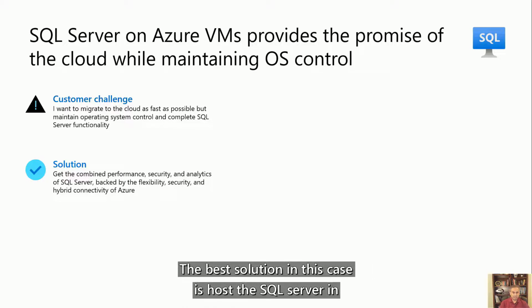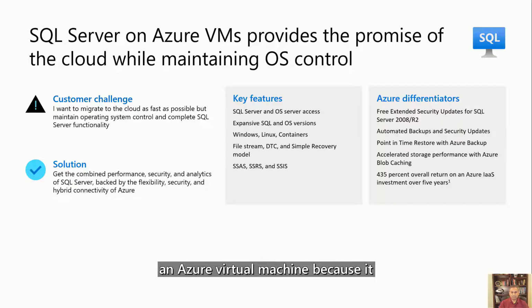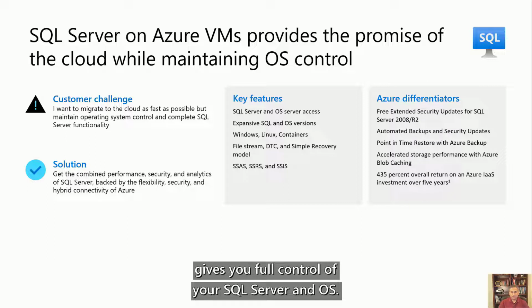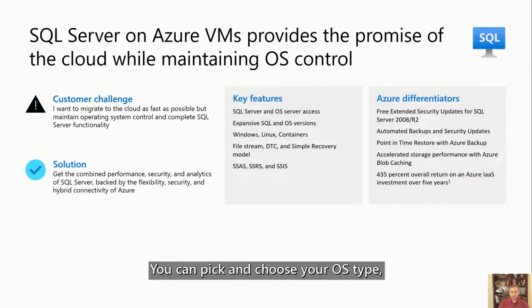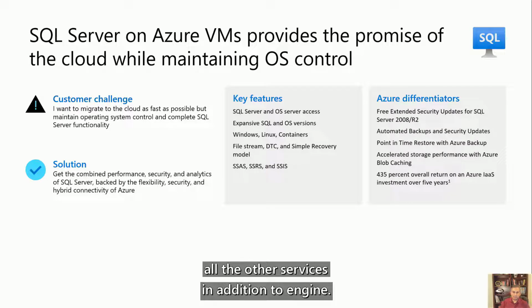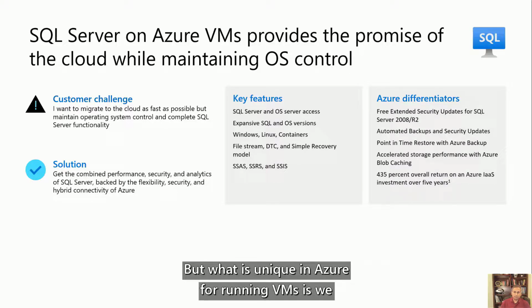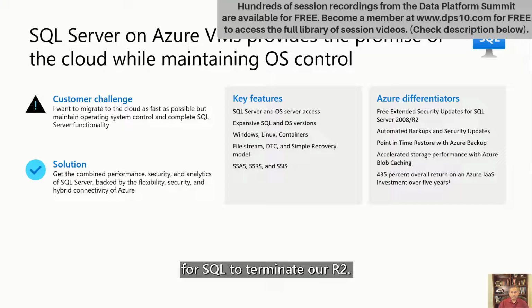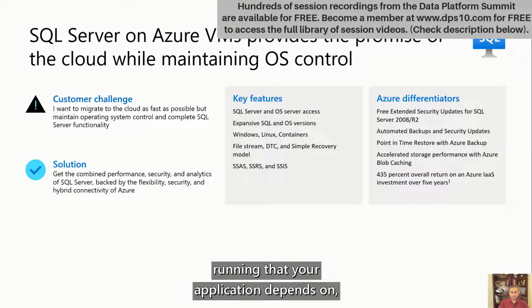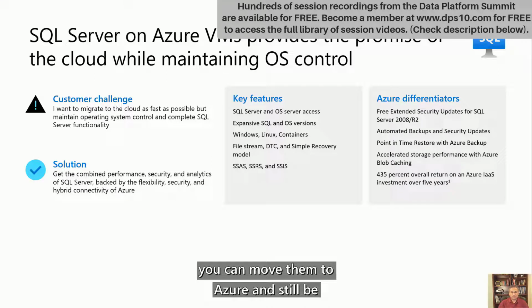So the best solution in this case is to host the SQL Server in an Azure virtual machine, because it gives you full control of your SQL Server and OS. You can pick and choose your OS type, your feature set, and all the other services in addition to the engine. But what is unique in Azure for running VMs is we provide free extended security updates for SQL 2008 or R2. So if you still have really old versions running that your application depends on, you can move them to Azure and still be compliant, because we give you free updates.